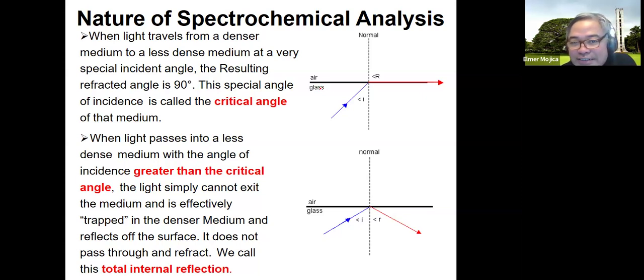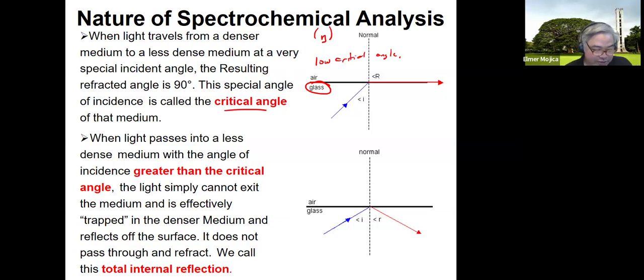So, which one is denser? The glass, right? So, when the light passes from a denser medium to a less dense medium, at a very special angle, the resulting, we could say, refracted angle is 90 degrees. And this special angle of incidence is called the critical angle of that medium. Okay? And usually, the ones that have a high index of refraction, or the so-called N, they have a low critical angle.